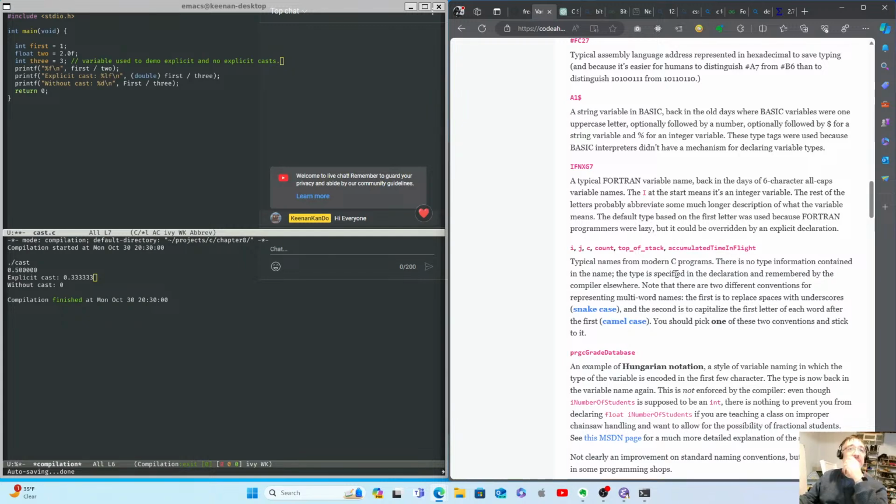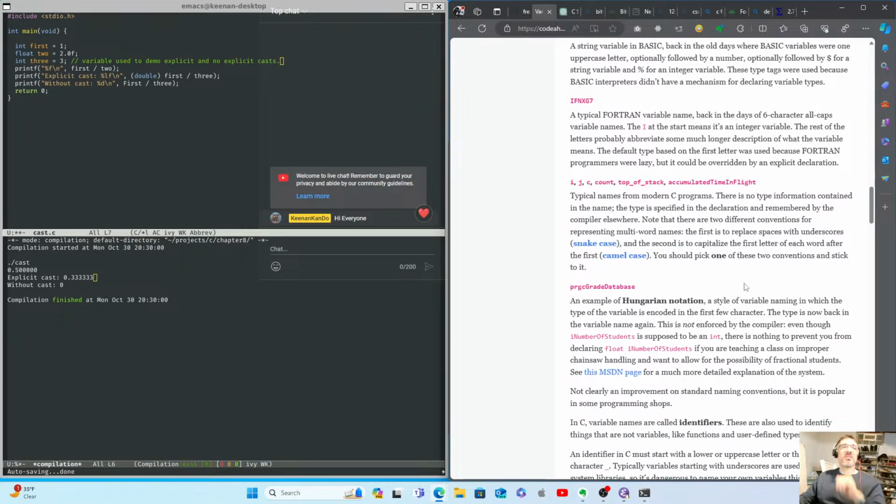Typical names for modern C programs. There is no type information contained in the name. The type is specified in the declaration and remembered by the compiler elsewhere. Note that there are two different conventions for representing multi-word names. The first is to replace space with underscores, snake case, and the second is to capitalize the first letter of each word after the first. You should pick one of these two conventions and stick to it.